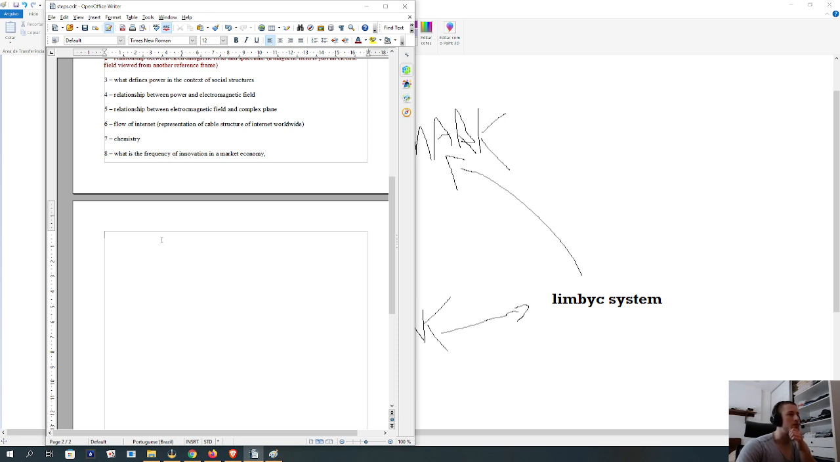So I think I need to figure out a way to, maybe I have to study the limbic system. I need to study the limbic system more, I think, in order to create a better picture of how it works. Rate of response in the limbic system.